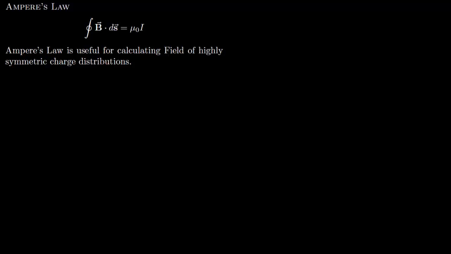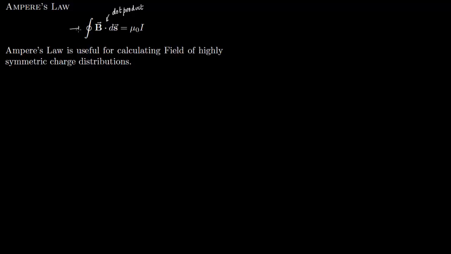We now talk about Ampere's law. So Ampere's law is given as this line integral. You have the magnetic field vector, you have the small distance vector, and you have a dot product here. This is equal to mu naught times the current. So mu naught is the permeability of free space.